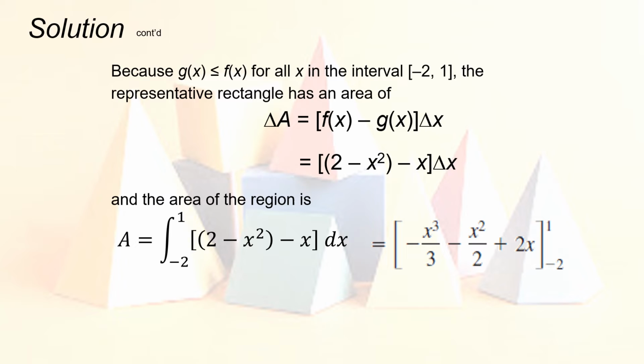And then we are going to integrate 2 minus x squared minus x. So it is equal to -x to the third over 3 minus x squared over 2 plus 2x from -2 to 1. And the final answer would be 9 over 2 square units, if we evaluate -x to the third over 3 minus x squared over 2 plus 2x from -2 to 1.